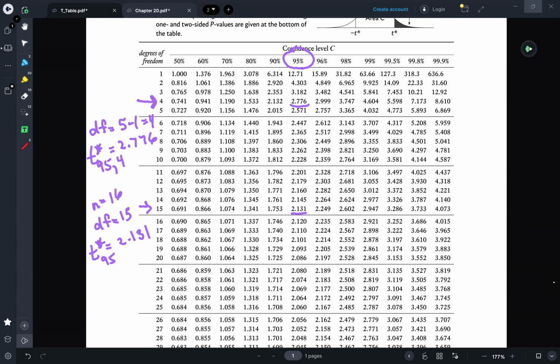Okay. I also have posted a couple of videos on how to read the T table. The first one is how to read the T table. Part 1 is for confidence intervals, and part 2 is for the hypothesis test. So in case you forget how we did this, you can just look at those videos.